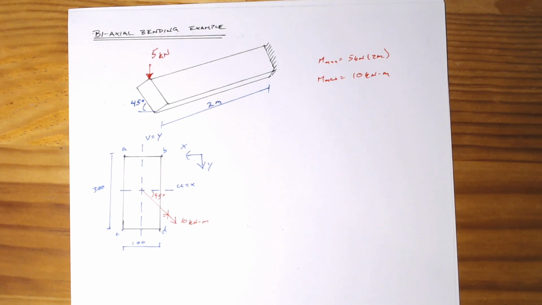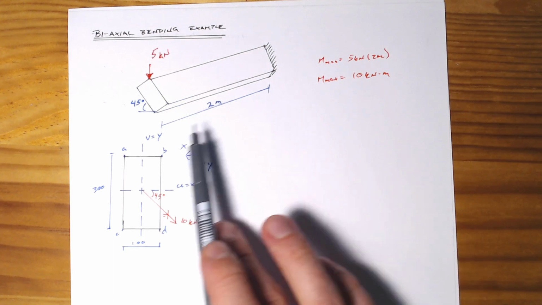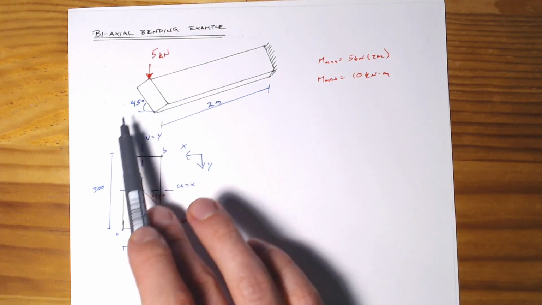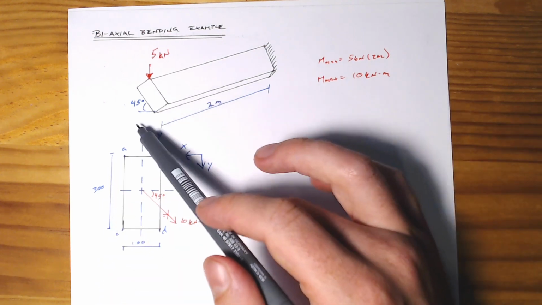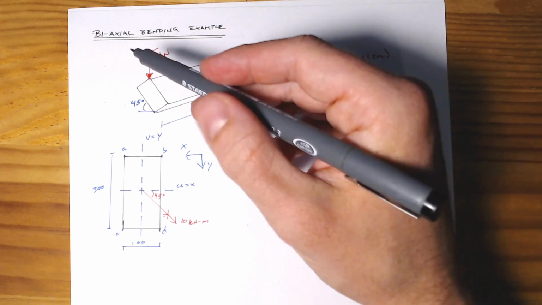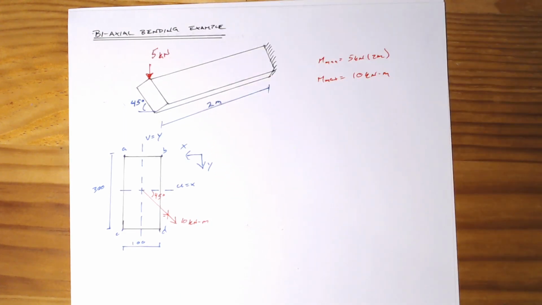In this video, we're going to go through an example of an application of biaxial bending with a rectangular cross-section. What we have here is a 2-meter long cantilever with a rectangular cross-section which is 100 millimeters wide by 300 millimeters deep, but it's canted over at a 45-degree angle, and it has a point load on the top corner of 5 kilonewtons. What we want to do is find out what the bending distribution is on this.